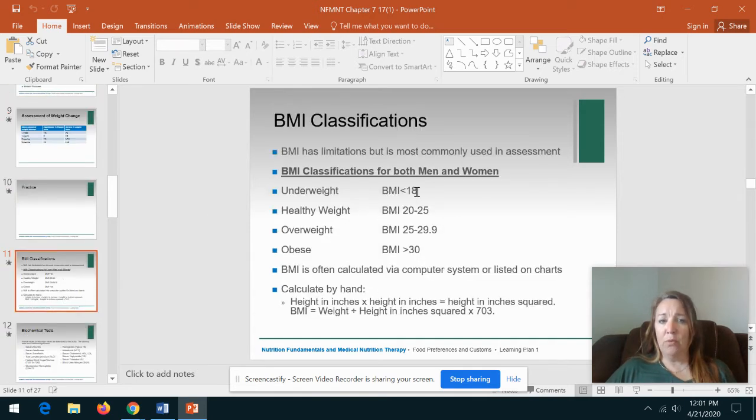I put up here a review for the BMI classifications. Underweight would be a BMI less than 18. And then a healthy weight, this says BMI 20 to 25, but it would really be 18.5 to 25 for a healthy weight.